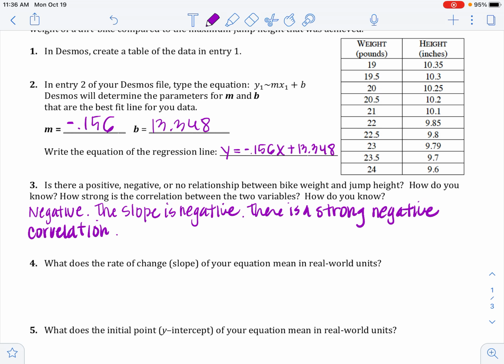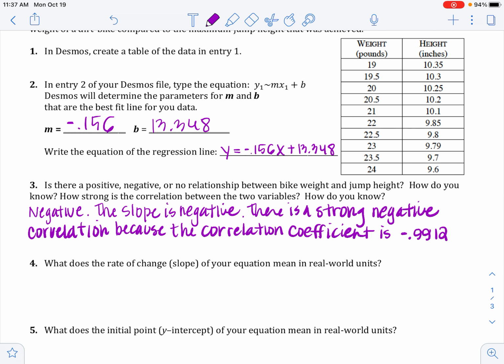How do I know? So I'm just going to continue the sentence. I'm going to say, because the correlation coefficient, or I can say the R value. I'm going to be proper here and say the correlation coefficient is negative 0.9912, which is very close to 1. Sorry, very close to negative 1. All right, lots of questions in that one, but I made sure I answered them all.